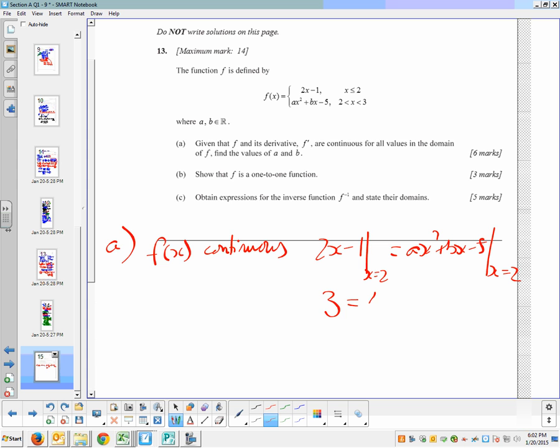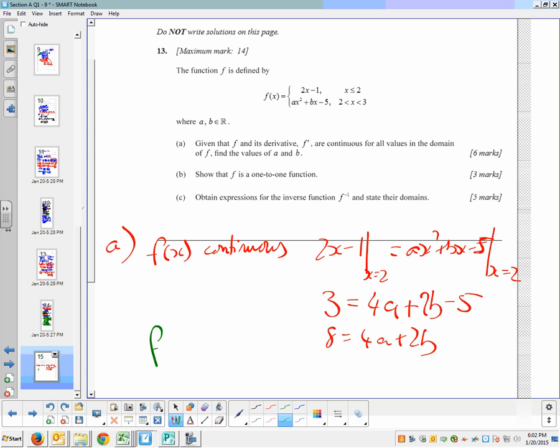So that gives me 3 is equal to 4a plus 2b minus, it's meant to be 5, isn't it? Minus 5, or 8 is equal to 4a plus 2b.